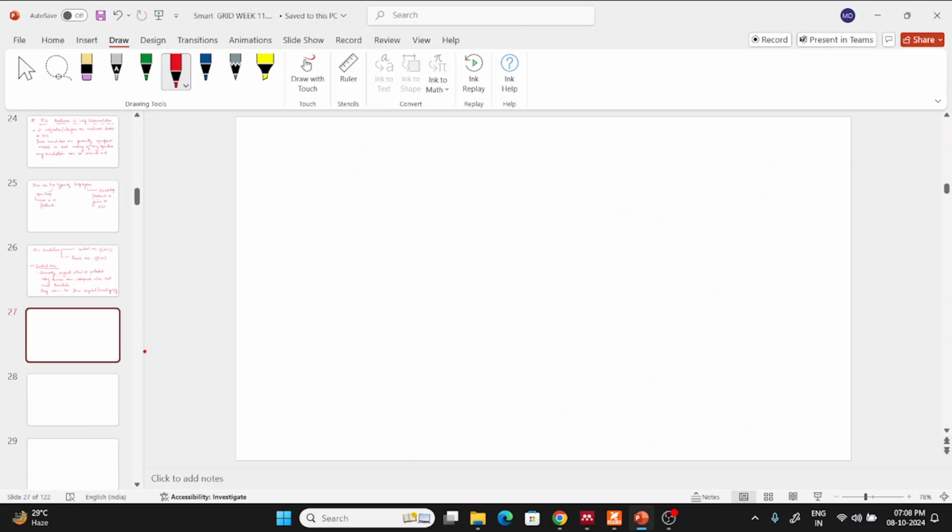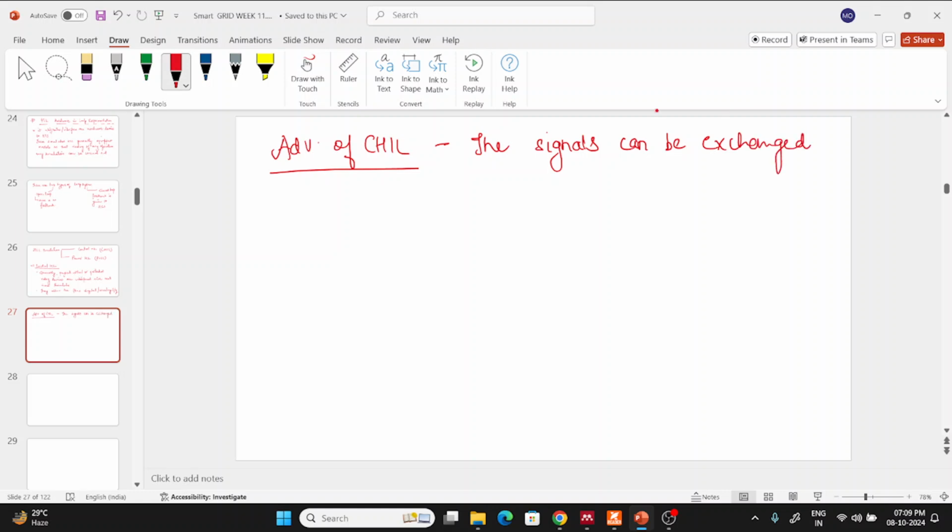There is another advantage of CHIL. It is that the signals can be exchanged at low voltage levels, which are generally plus minus, I would say, 10.